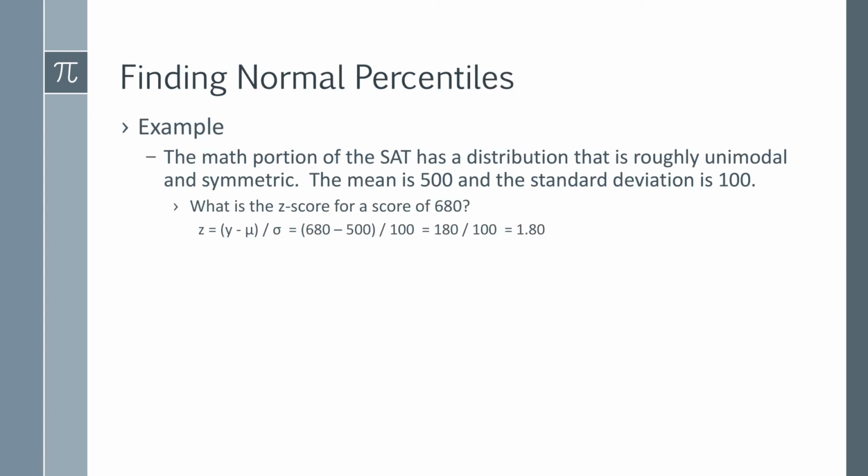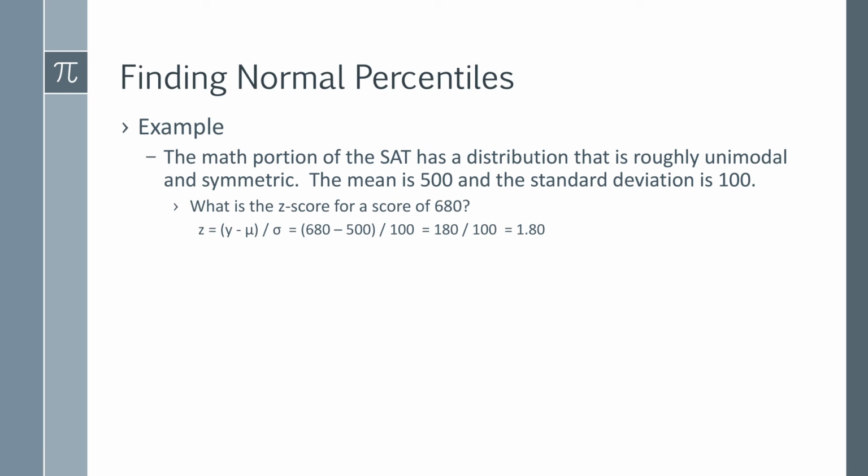So let's look at an example using our z-tables. In this example, the math portion of the SAT has a distribution that is roughly unimodal and symmetric. The mean is 500 and the standard deviation is 100. Our first question here is, what is the z-score for a score of 680? Somebody scored 680 on the math portion of the SAT, and we want to standardize that score. What's the standard score that 680 applies to?